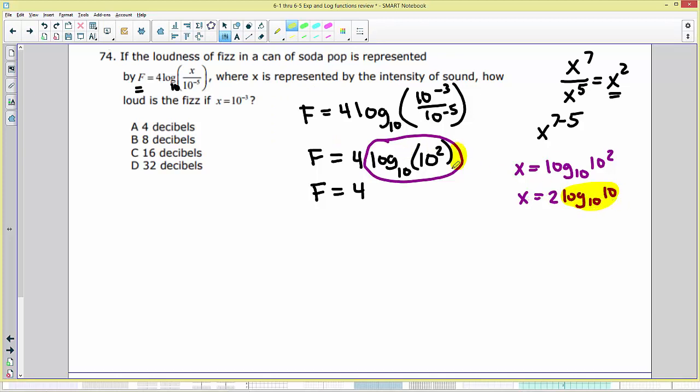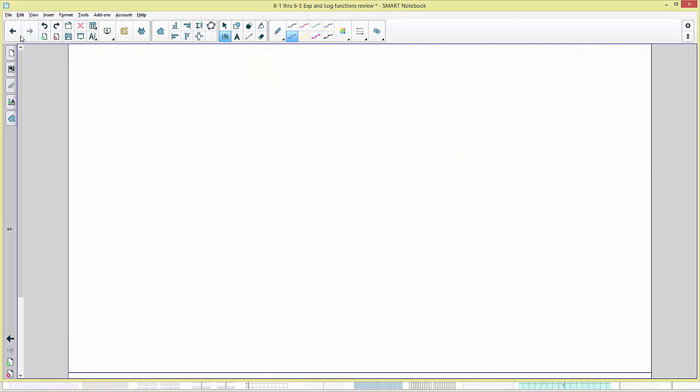So this whole thing here, and I could have involved the 4, but it's just something that you recognize really quick, that this is the power of 10, so it's going to make it easy. This whole thing is really just equal to 2. Log base 10 of 10 is equal to 1. 2 times 1 is 2. So this is 2. F is equal to 8 decibels. Okay, and that's B. And I think that's it.